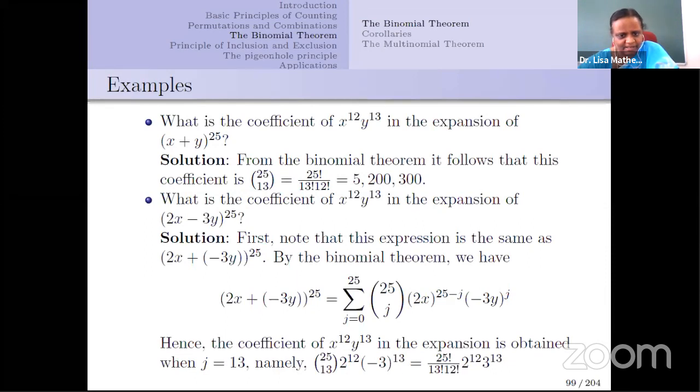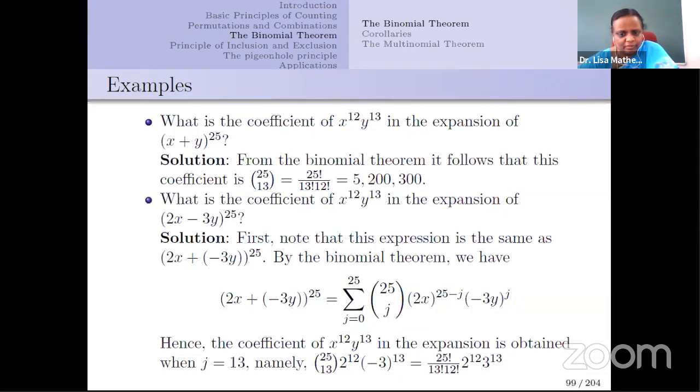Now again, let me ask, what is the coefficient of x power 12, y power 13, in the expansion of (2x minus 3y) raised to 25? This again is fairly simple, but it's slightly more complicated than the previous problem. According to the binomial theorem, I can write 2x minus 3y raised to 25 as (2x plus (minus 3y)) raised to 25. And now I apply my binomial theorem.